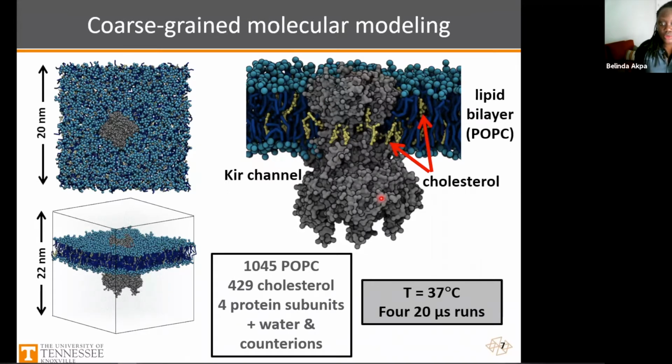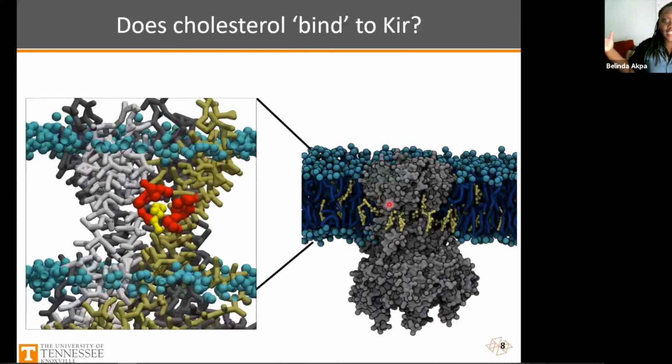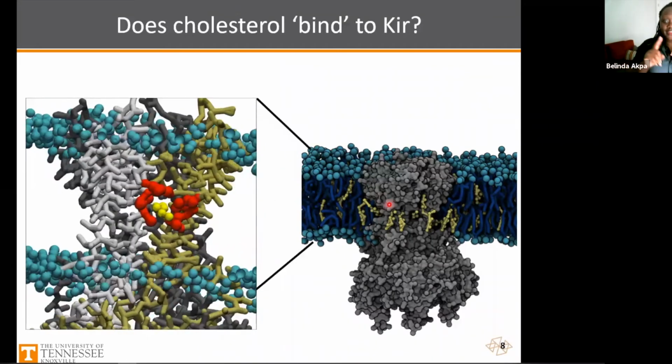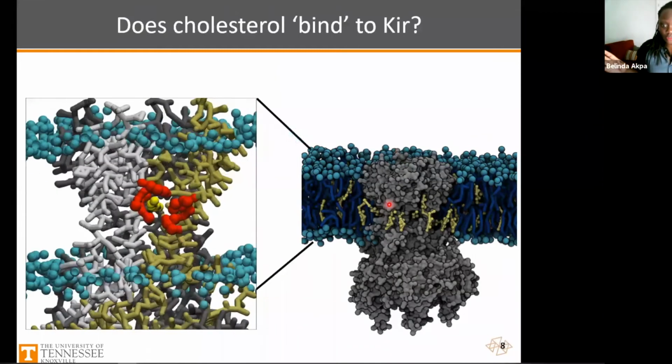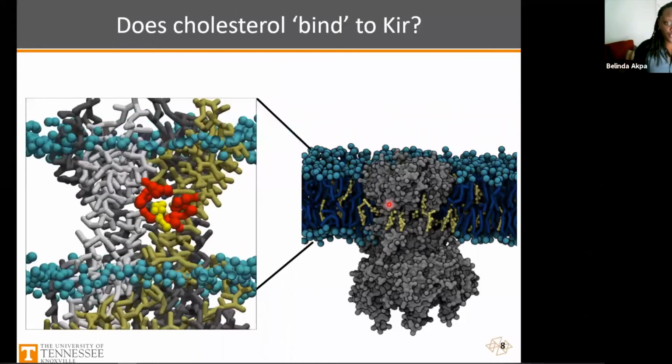Okay, so you do your simulation, what do you get? You get X, Y, and Z coordinates for every single particle for every time step throughout the molecular trajectory.